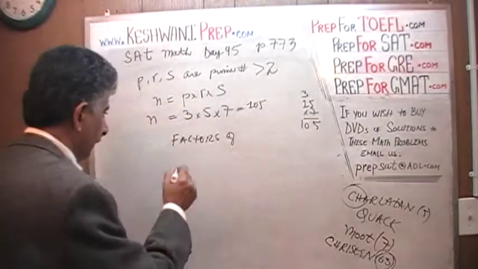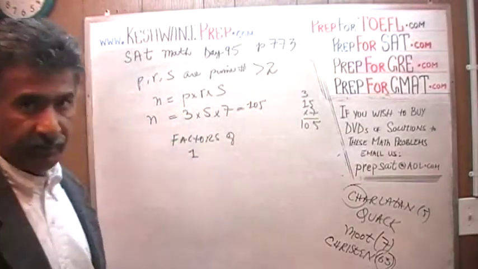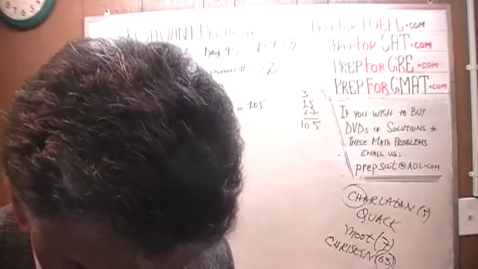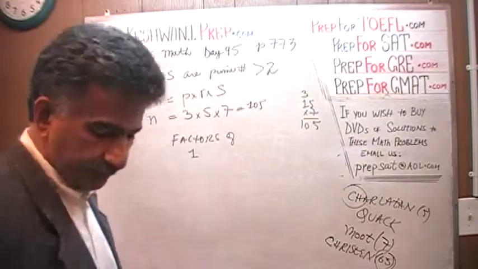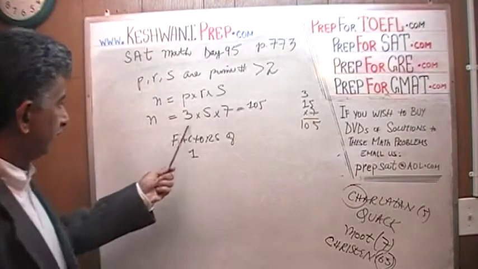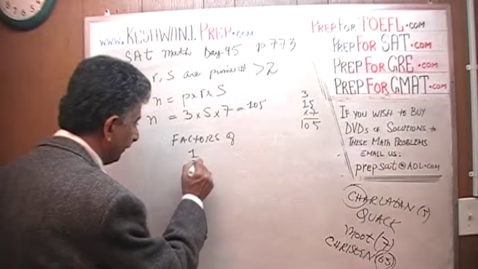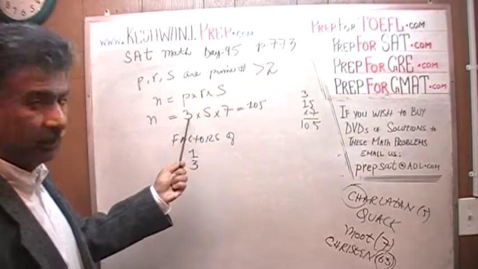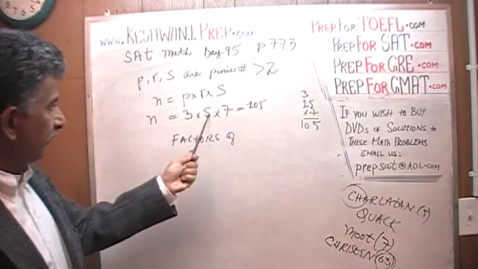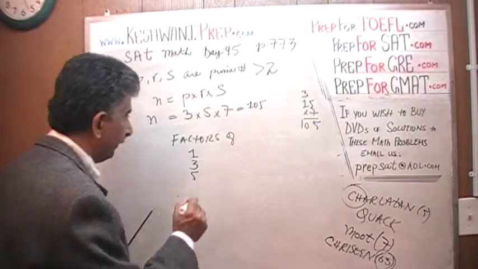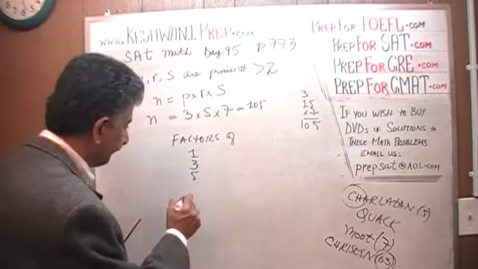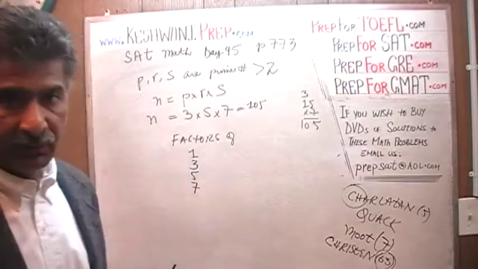Well, 105 can be divided by 1, obviously. It can also be divided by 3, obviously. You can divide 105 by 3 because 105 is made up of 3 times 5 times 7. 105 can be divided by 5. You can divide 105 by 7. So that takes care of singles.